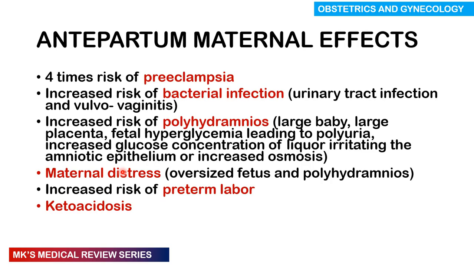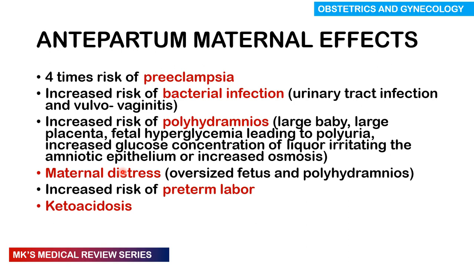There's a 4 times increased risk of pre-eclampsia. There's an increased risk of bacterial infections, UTIs, and even vulvovaginitis because of the impaired immune response due to the hyperglycemia, and also due to the high blood glucose, which provides a nidus for infections. Then there is also an increased risk of polyhydramnios. This is very important, and I want you to listen to this pathophysiology.